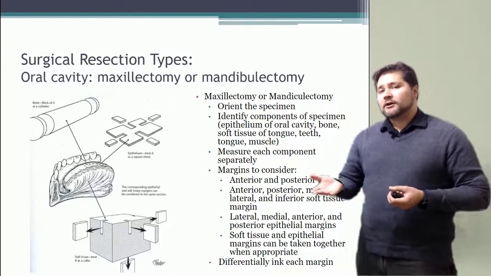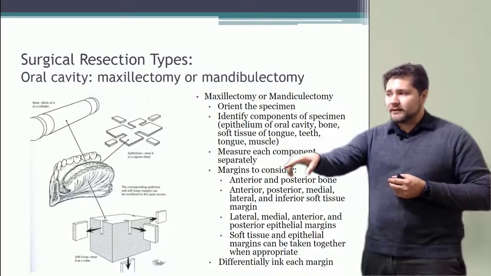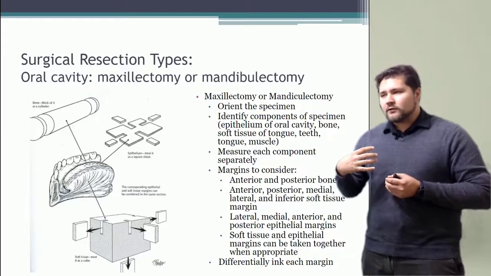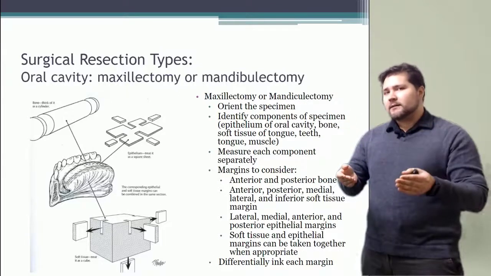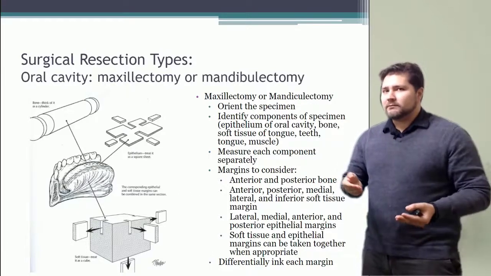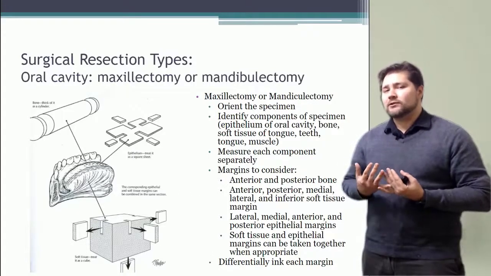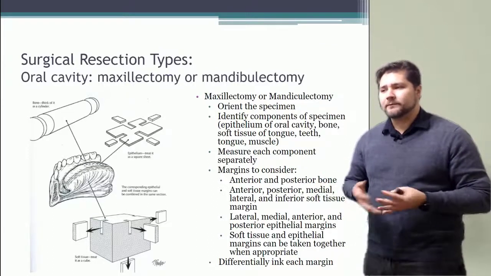Now your epithelial margins and your soft tissue margins can be combined. So if you can see here with that cube on the bottom, what they've done is they put the epithelial surface on top so that when you take your medial epithelial surface margin, it also includes your medial soft tissue margin, but you want to make sure you're indicating that it does include epithelial surface, or at least what you think is the epithelial surface closest to the tumor.